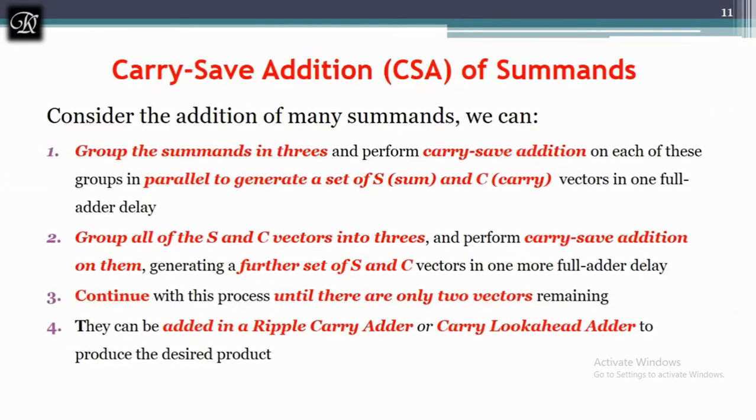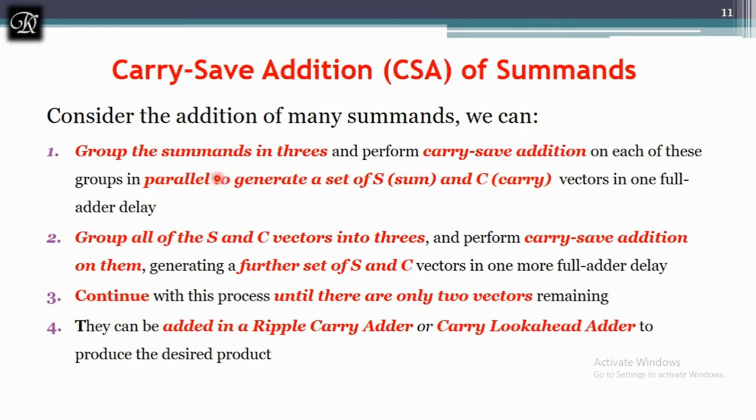Let's see another technique, carry save addition of summands, which works only for positive multiplier and positive multiplicand, just like sequential multiplication, but it's going to go with a simple technique like our school day technique. But here what we are going to do is group the summands in 3 and perform repeated tasks.